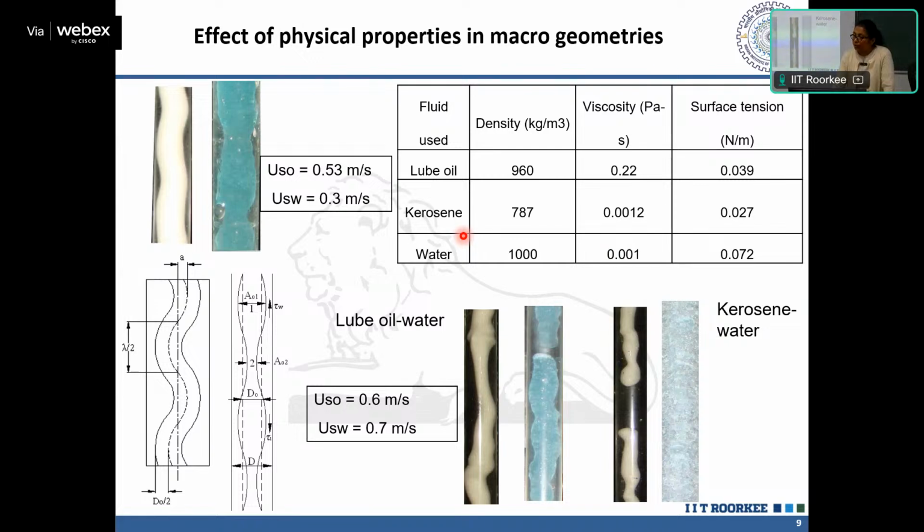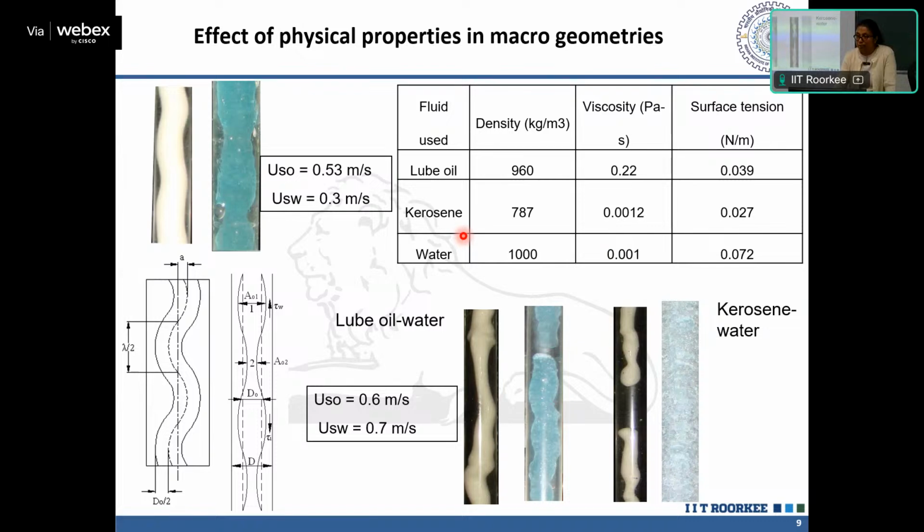Okay, so surface tension is also different from the kerosene one. As a result, what we have seen during the experiment is that at the same superficial velocities, both of these two cases are forming annular flow. Okay, this is a vertical experiment. So we have seen formation of annular flow in both the cases.